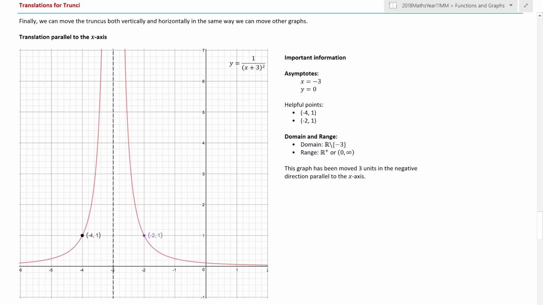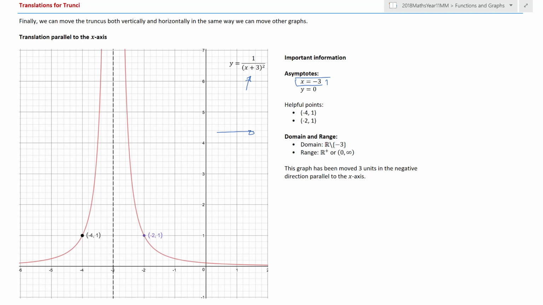Translations, easy peasy lemon squeezy. When you translate, the asymptotes change with the translation. So horizontal translations will change your x asymptote, and vertical translations will change your y asymptote. So nice simple example here. We've translated a factor of 3 that way, or 3 units in the positive x direction, or parallel to the positive x direction. And the language is really important here.